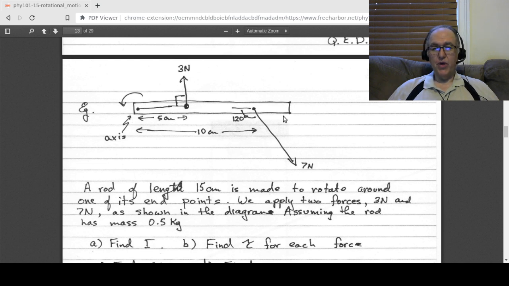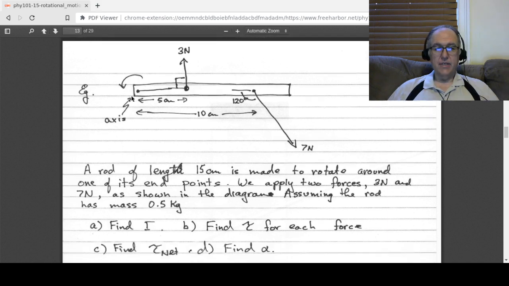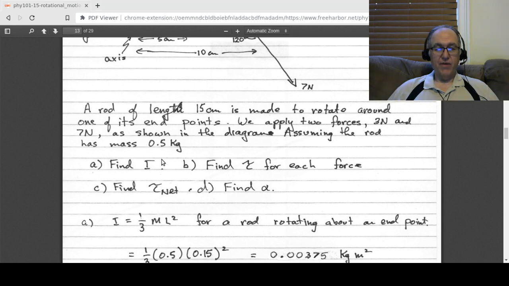If you want to picture how this would work, you've got a bar here, and maybe you could put a little nail and nail it into a board. And this rod is free to rotate around that point. So it's free to rotate around one of its endpoints. And I ask a series of questions. The first question I ask is find I. Then I'm going to ask you to find the individual torques. There are two forces, so there'll be two torques. Then I'm going to ask you to find the net torque. And then from the net torque and I, you should be able to find alpha.